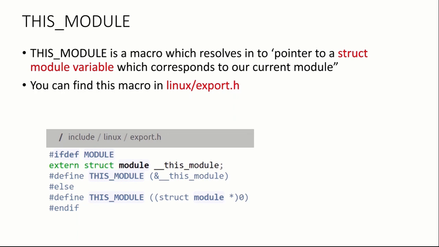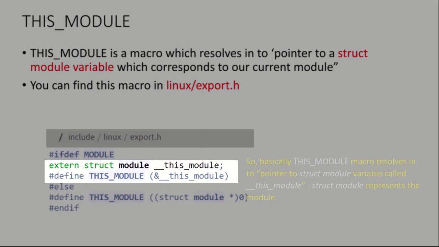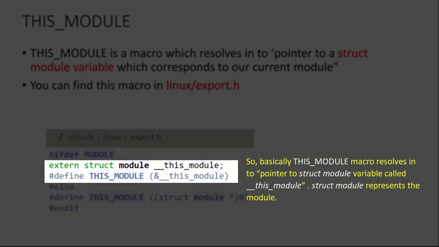You can find this macro in linux/export.h. Look at that macro. That macro is nothing but an address, so an address to this variable of type struct module. That's it.